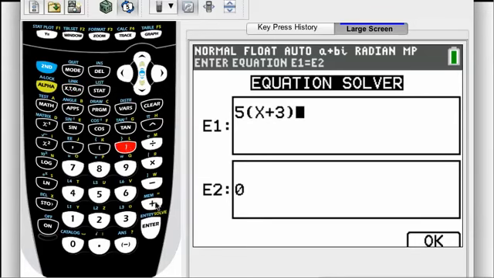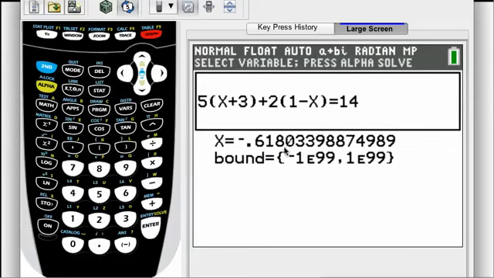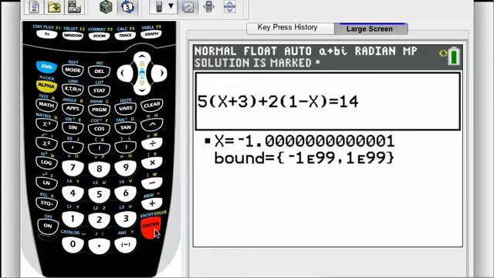And here I put in the rest of the equation: plus 2 parentheses 1 minus x. This is where you stop, because then you have that equal sign. Use the downward arrow key and we'll put in 14. Now you hit graph. You might have an answer here for x, but that's not it. To get the answer, put the cursor next to the x down here and press the alpha key followed by the enter key. After you do that, you'll see this nice little box next to the x. That means that's the solution.